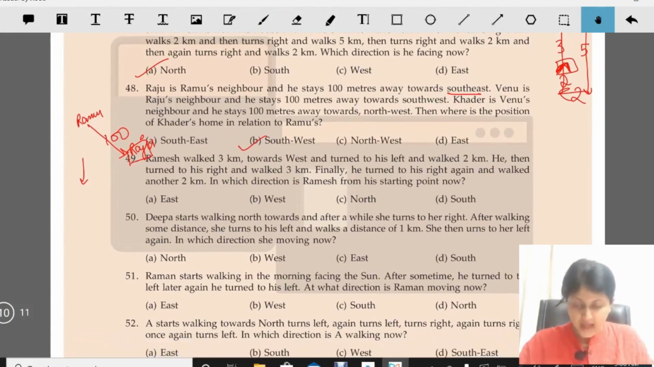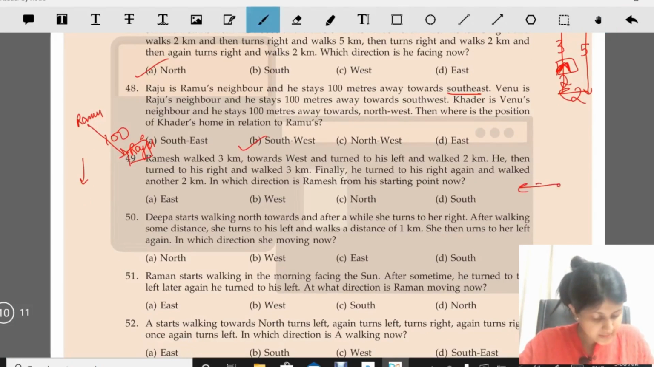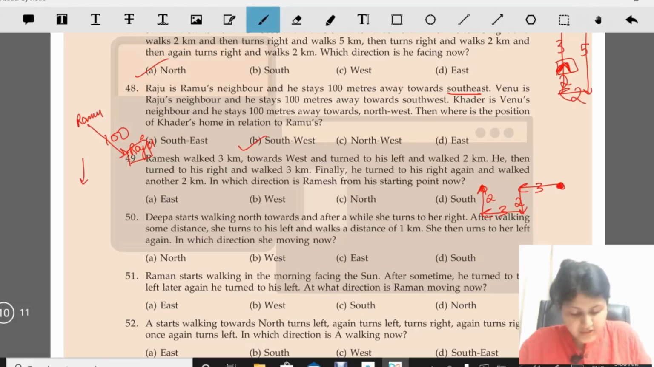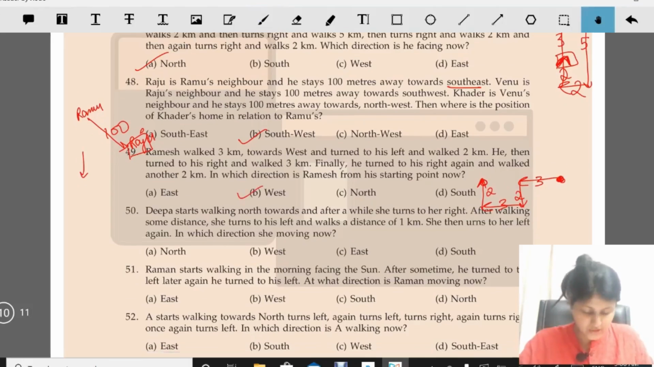Okay. Question number 49. Ramesh walked 3 kilometers towards west. Then to his left and walked 2 kilometers. He then turned to his right and walked 3 kilometers. Finally, he turned to his right again and walked another 2 kilometers. In which direction is Ramesh from his starting point? Starting point is here, he is here. So which direction is he from the starting point? He is in the west direction.